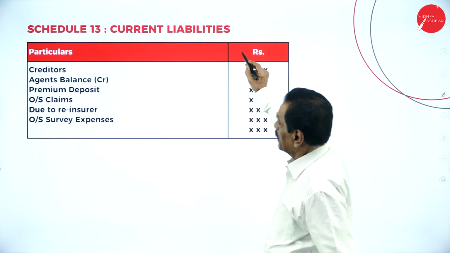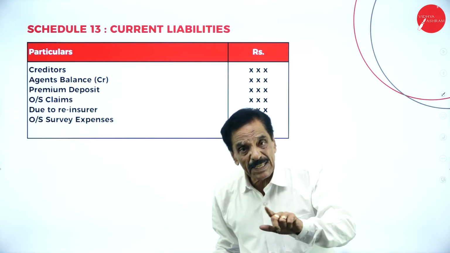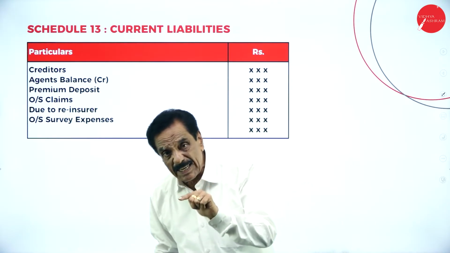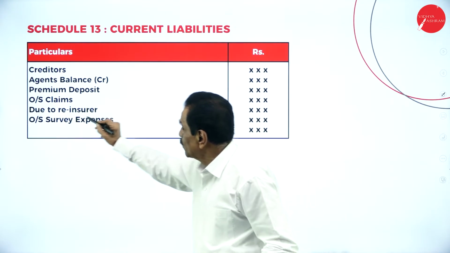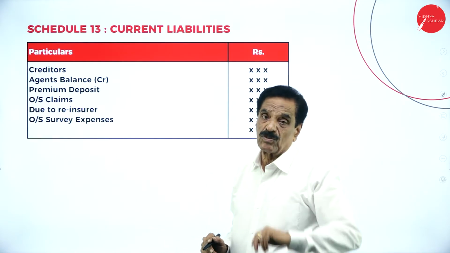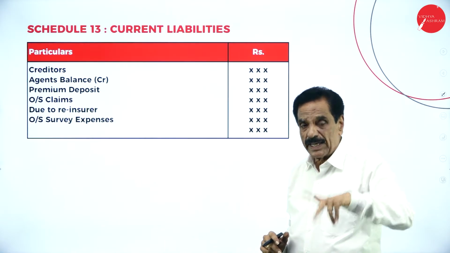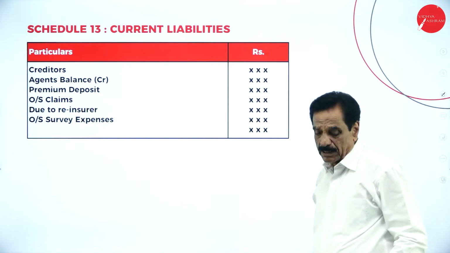Schedule number 10, current liability: creditor, agent balance credit. Agent balance debit is a current asset, agent's balance credit is a current liability. Premium deposit, outstanding claim, due to insurers, outstanding, and you have to pay to the insurer. Due from insurance is an asset, due to insurance is a liability, outstanding survey expense or any expenses outstanding.